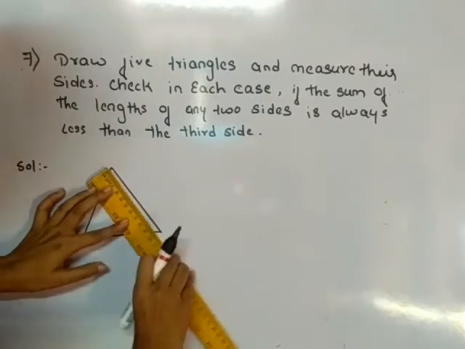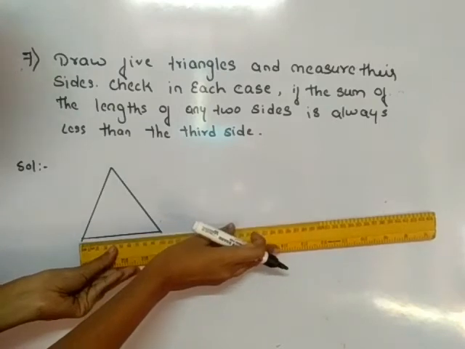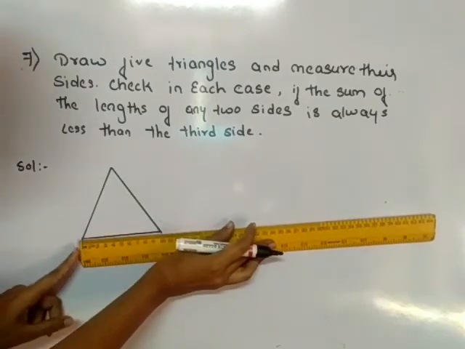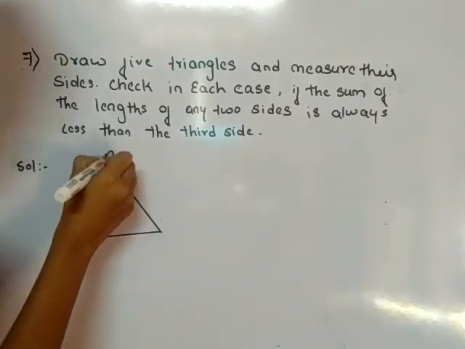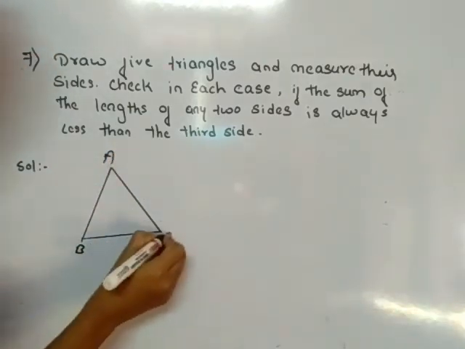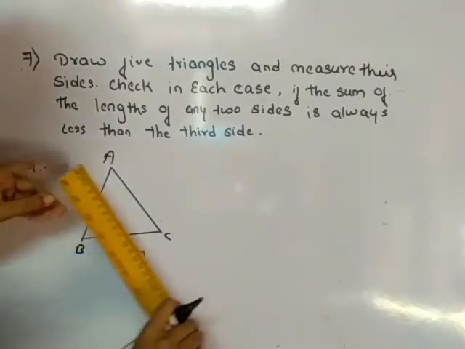Okay. Now I will measure the length of these 3 sides. From here to here it is 10 centimeter. So we'll name it A, B, C. This is 10 centimeter, and AC we will measure.